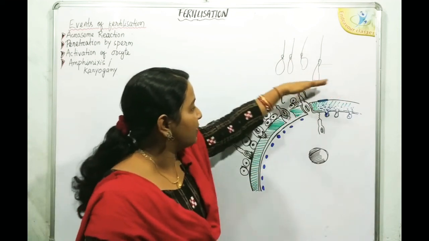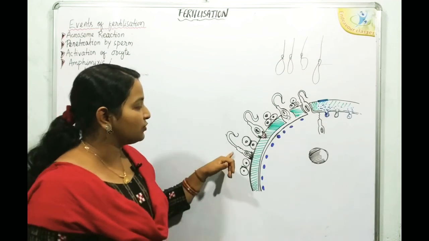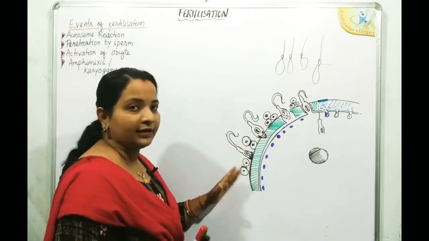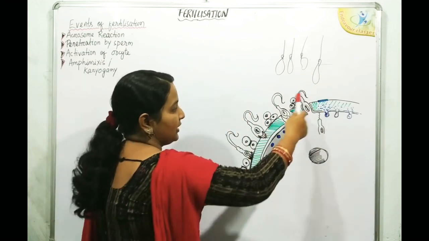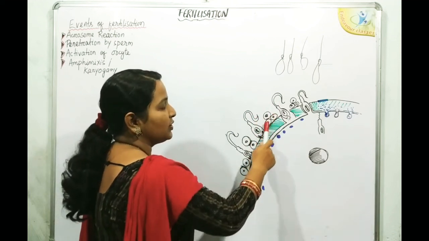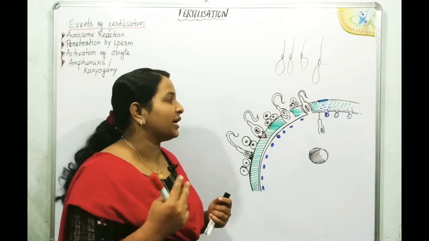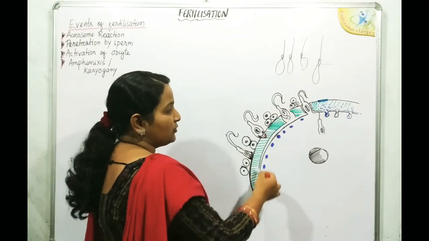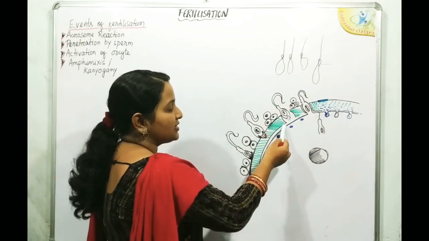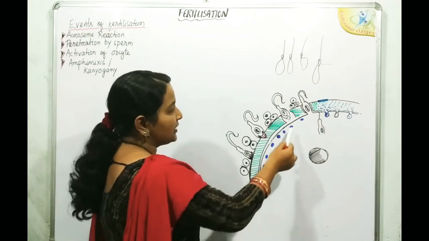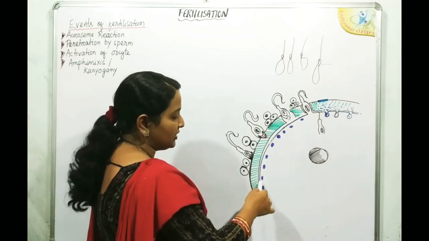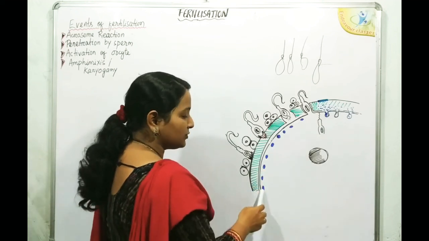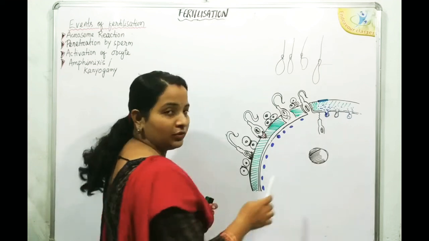Several sperms have now reached. Suppose you think this is the first sperm to establish contact with the corona radiata layer. So this is the corona radiata layer. These are the corona radiata cells which are held together by a ground substance called hyaluronic acid. And this is the zona pellucida layer. Inner to the zona pellucida, this is the perivitelline space. And this is the outer boundary of the oocyte, that is the oolemma or vitelline membrane. And these are the cortical granules, and this is the oocyte nucleus.